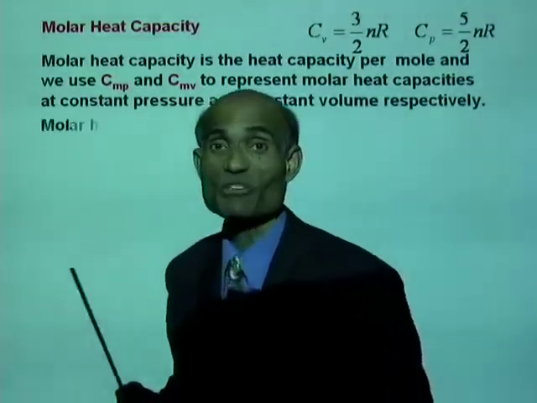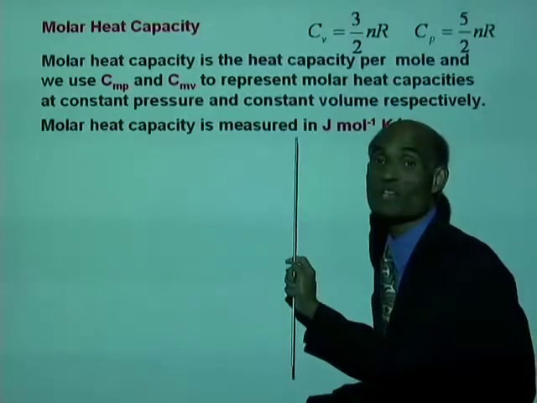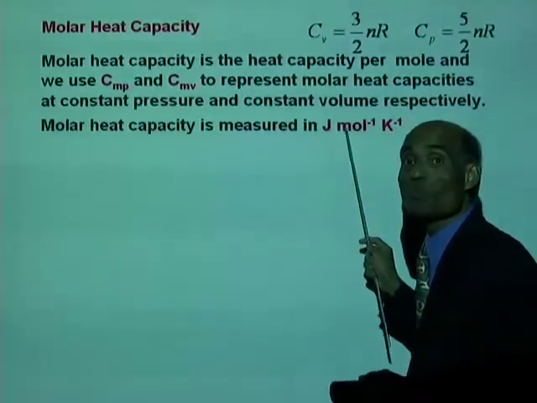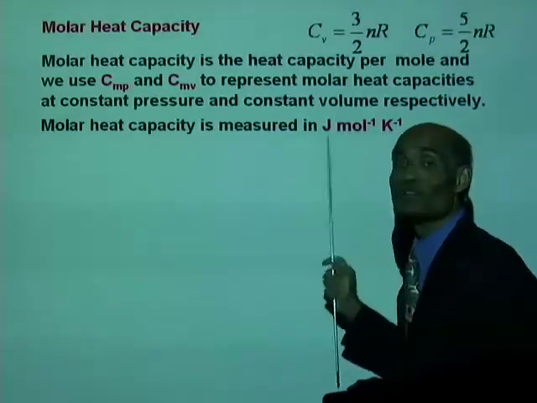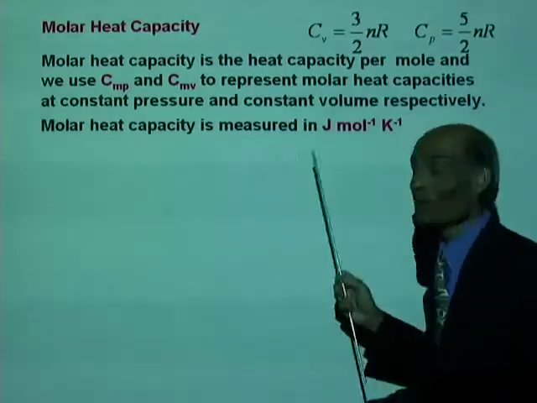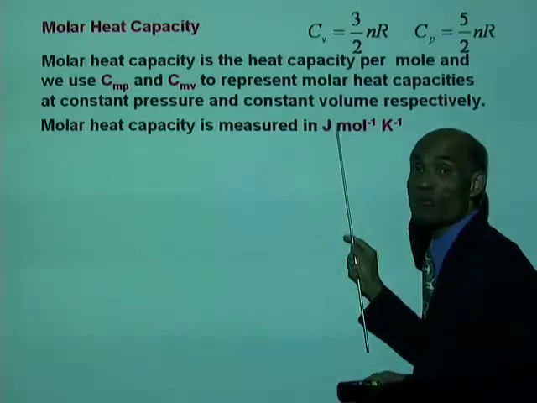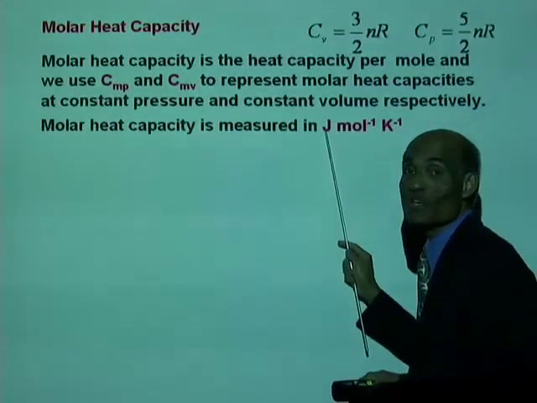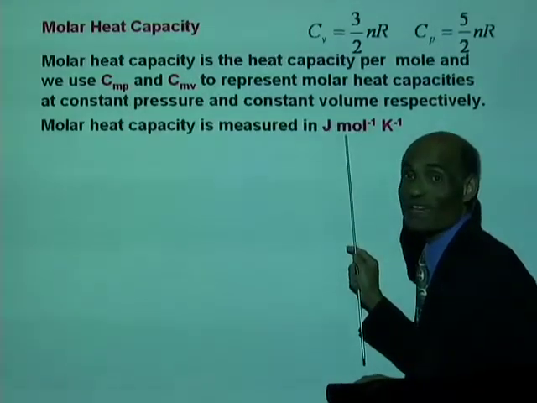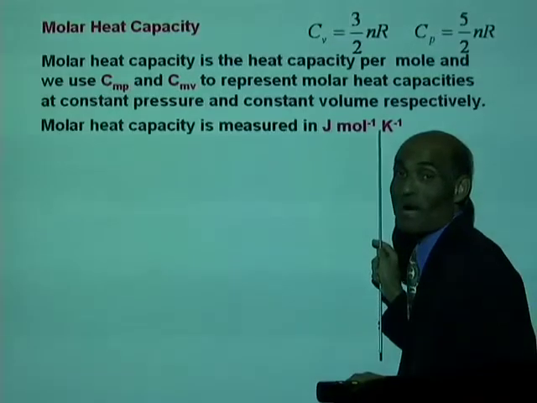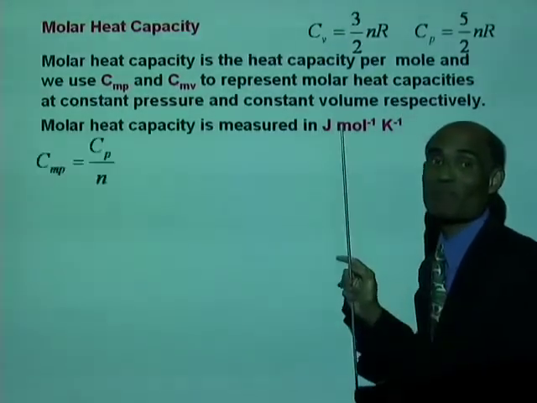Alright, let's write these things down. Now, molar heat capacity is measured in joules per mole per Kelvin. You see, once you know the unit, you know the definition. You can see, molar heat capacity is the amount of heat in joules needed to raise the temperature of 1 mole of a gas by 1 Kelvin. Joules per mole per Kelvin.